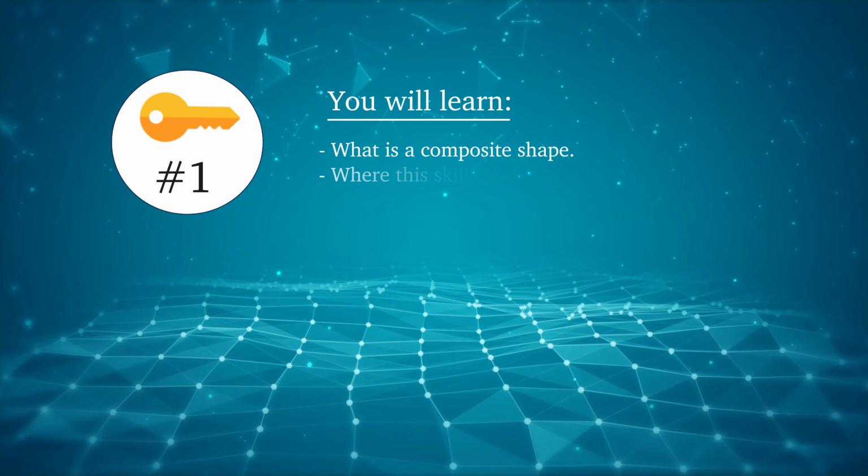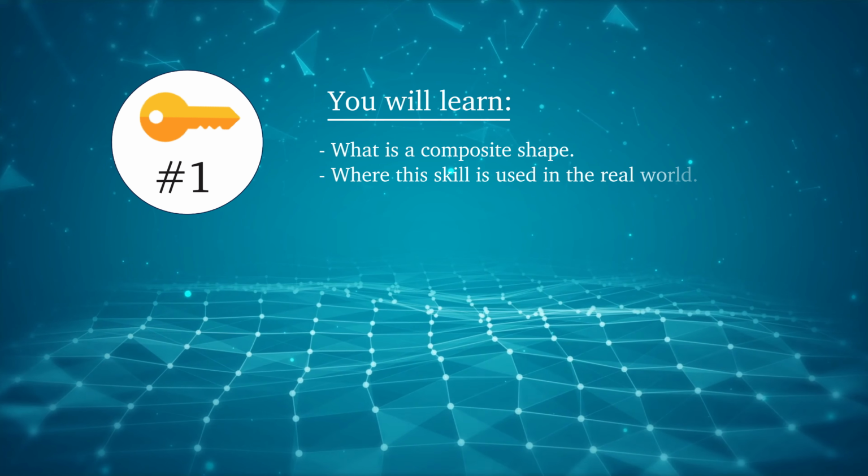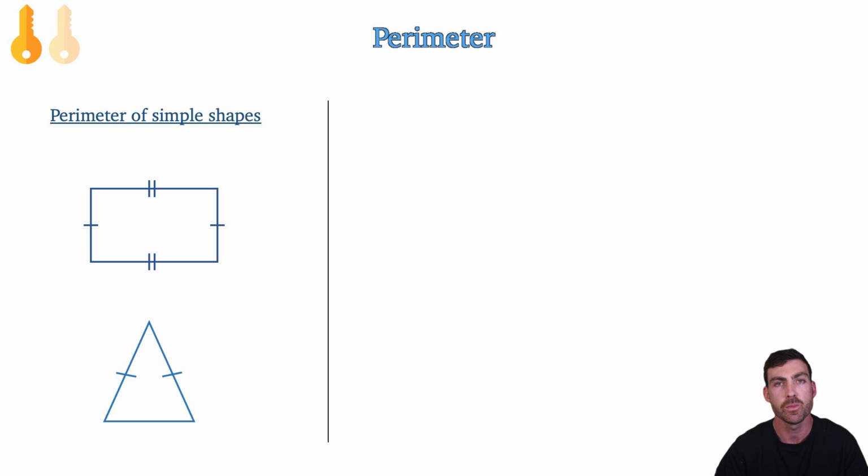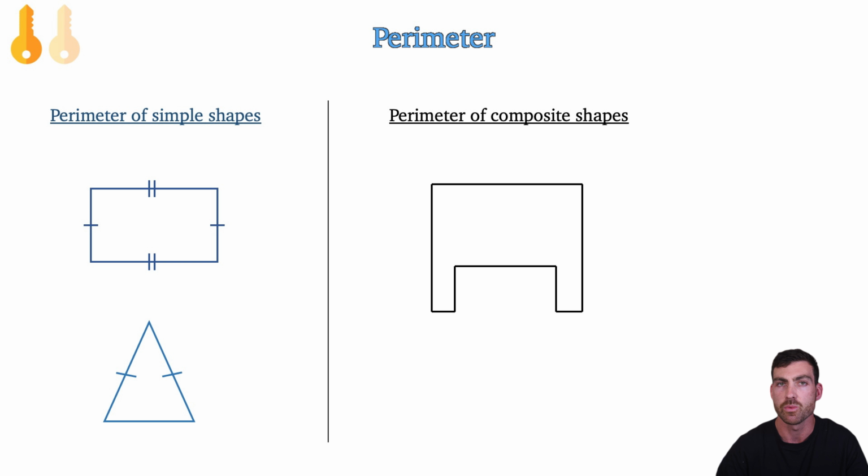In this section, you will learn what is a composite shape and where this skill is used in the real world. Last lesson, we found the perimeter of simple shapes, like rectangles and triangles. But what happens when the shape doesn't fit those neat categories? What if it is made up of more than one shape? This is where students get stuck.